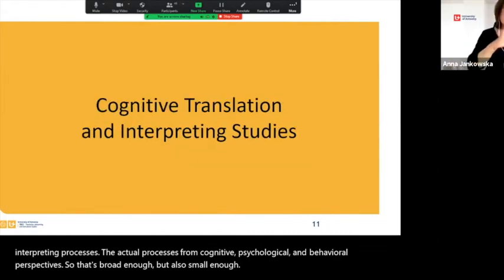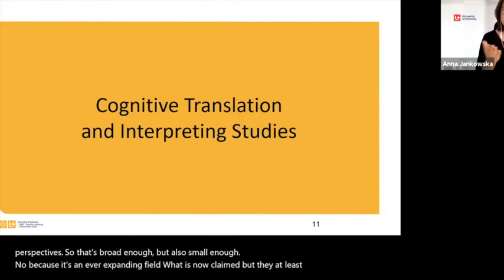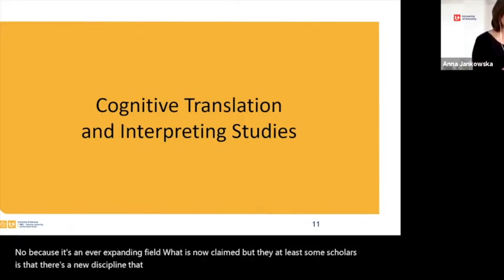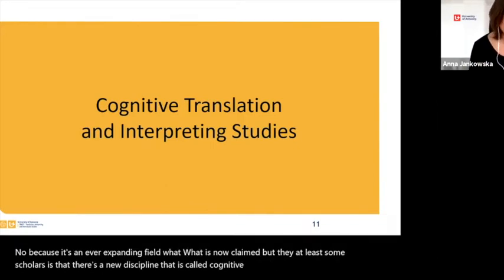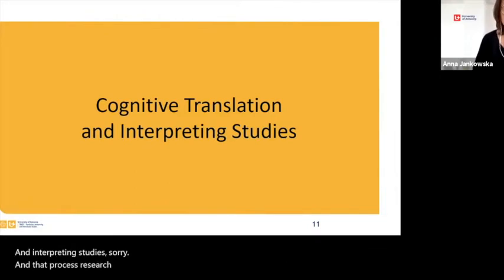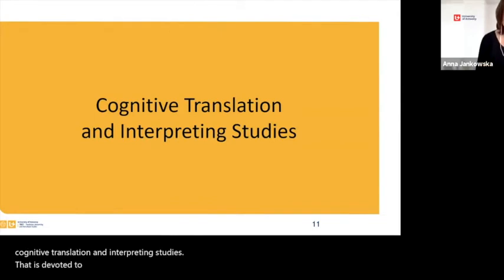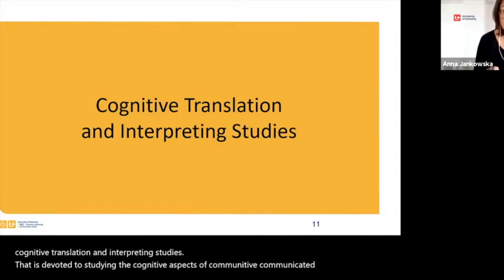Now, because it's an ever-expanding field, what is now claimed by at least some scholars is that there's a new discipline that is called cognitive translation and interpreting studies. And that process research is a branch of this bigger, umbrella field, the cognitive translation and interpreting studies, which is devoted to studying the cognitive aspects of communicative production, reception, and interaction of all participants.